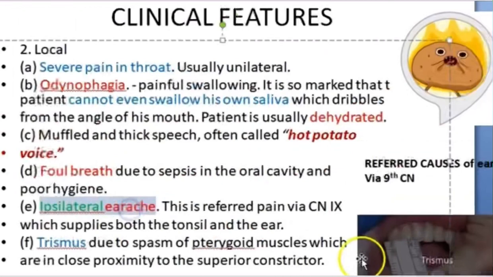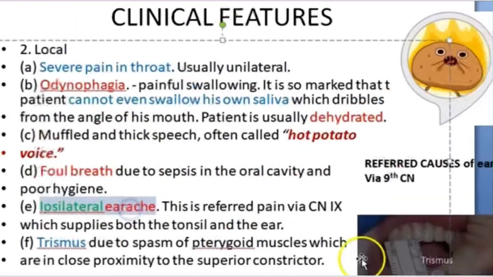And then second thing, odynophagia. The swallowing is so painful that the person is not able to swallow his own saliva, which is going to dribble from the angle of his mouth. The patient is usually dehydrated. You see, he is not able to swallow saliva, so there is no question of consuming solids. So the person is not even taking solids as well as liquids. Liquids are also very painful. So the patient is dehydrated here.